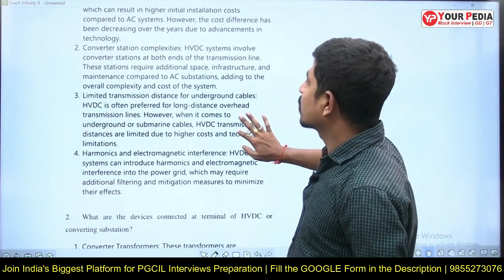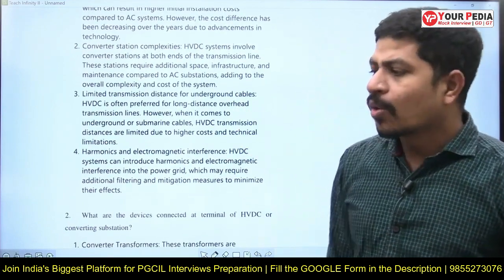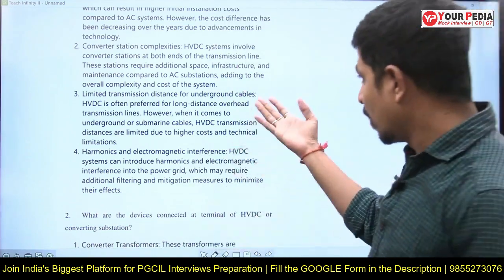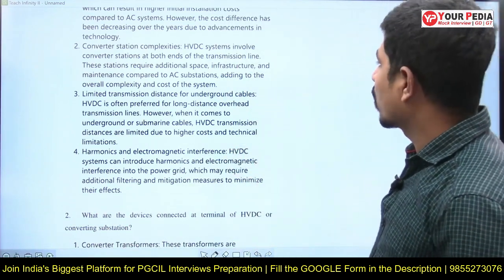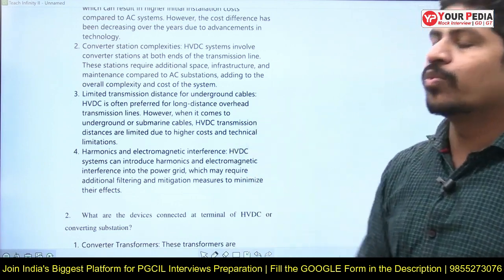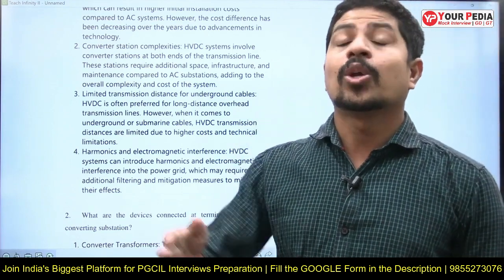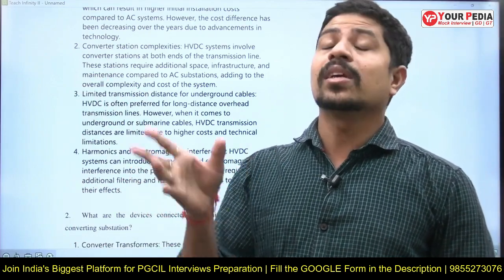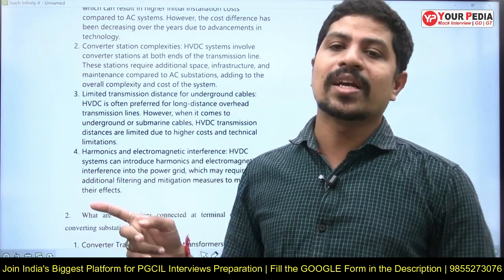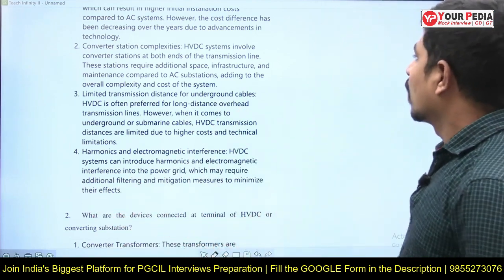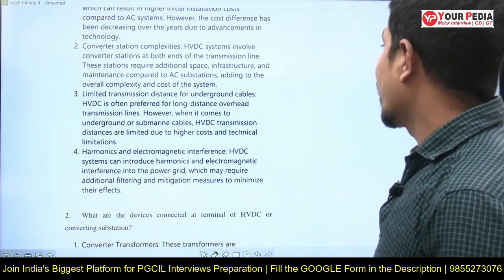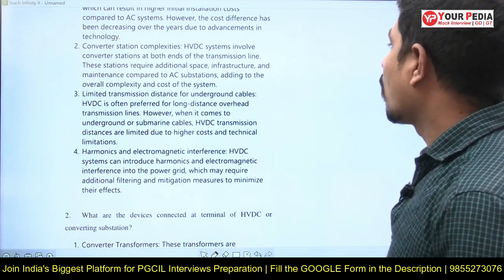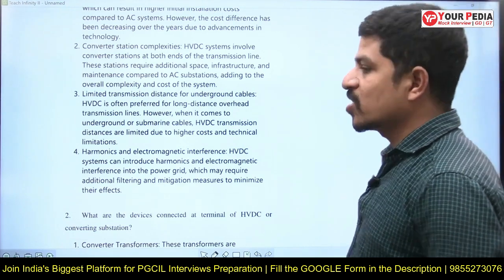Second one, converter station complexities. Whenever new or extra equipment is there in the system, definitely that is going to cause some problem. Let's read it clearly. HVDC systems involve converter stations at both the ends. Generation side is AC, utilization side is also AC. In between we are converting into DC. So AC to DC at the sending end and DC to AC at the receiving end of the line. These stations require additional space, infrastructure and maintenance compared to AC substations, adding to the overall complexity and cost of the system. Very much yes it is.